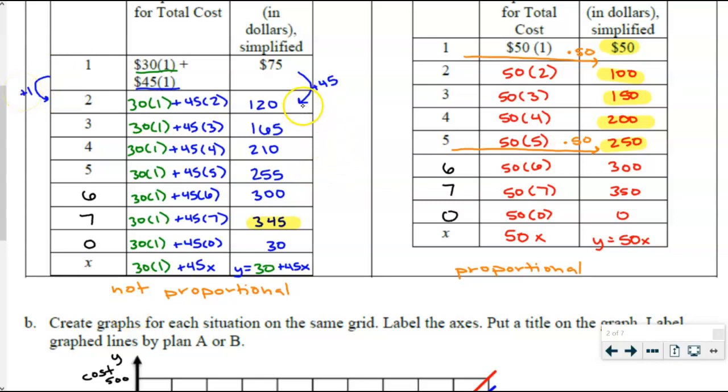Let's take a look at this change. All eyes on the screen again. Help me out here. Big brains. How does that 120 change to 165? What am I doing?